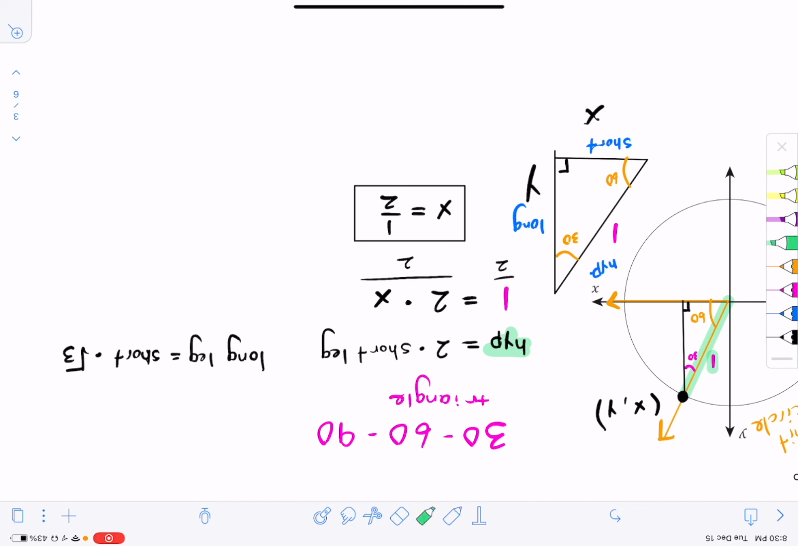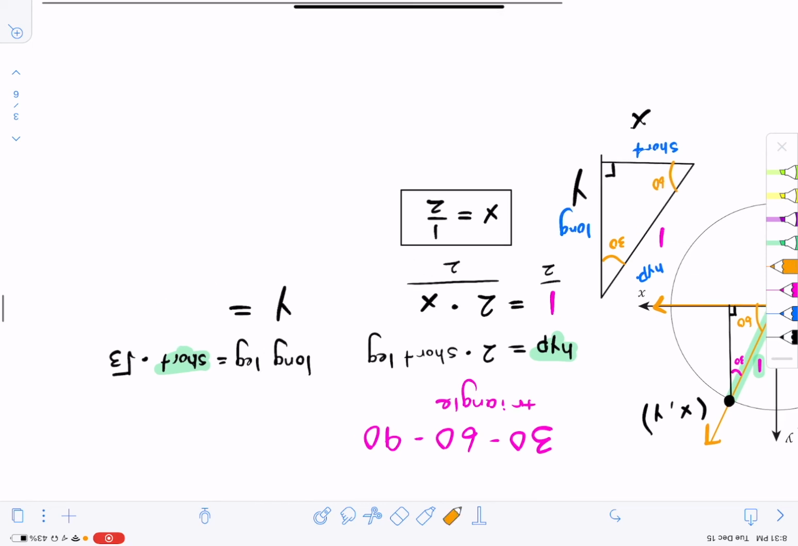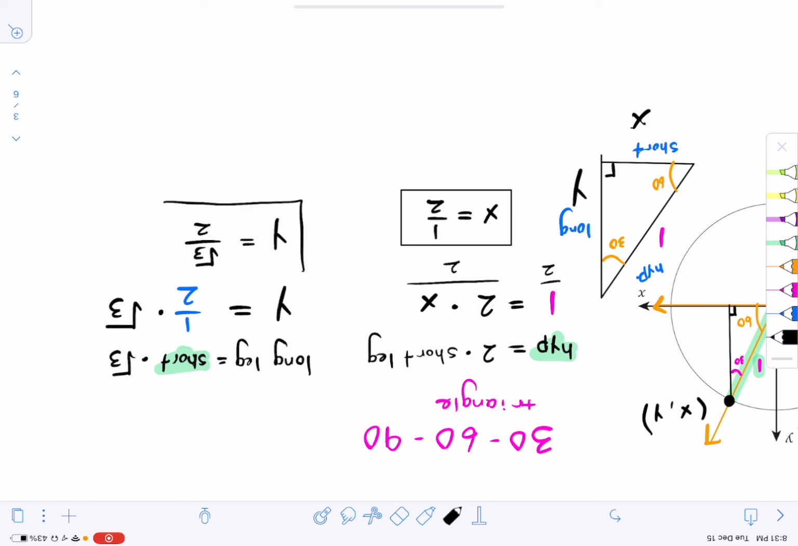If I know that x is equal to 1/2, or I know that the short side is equal to 1/2, I'm going to substitute in my value of x for the short side. Long leg is y, which is equal to my short side, which I just solved and is equal to 1/2, and then the formula says multiplied by the square root of 3. So this ends up simplifying to y equals the square root of 3 over 2. And there's your y value.